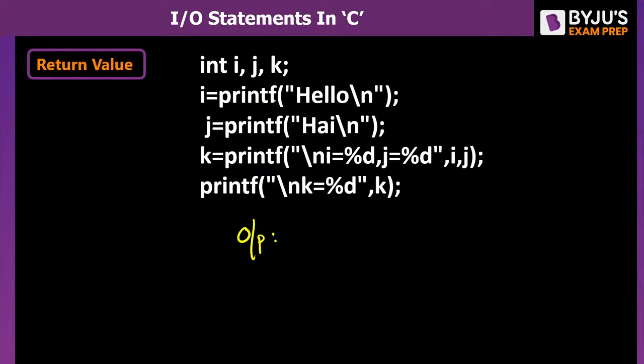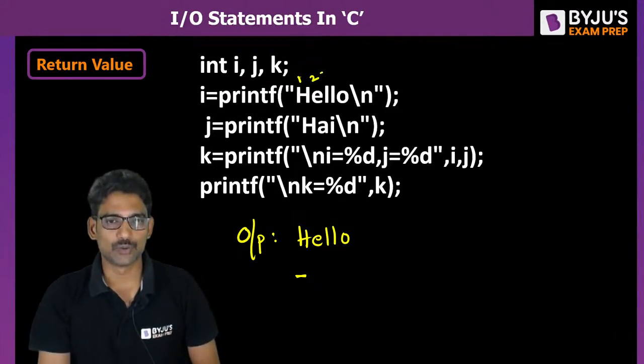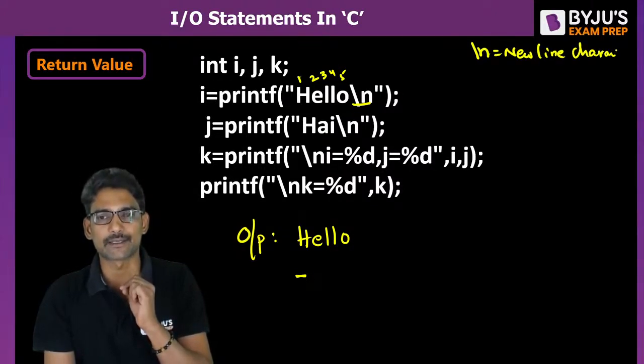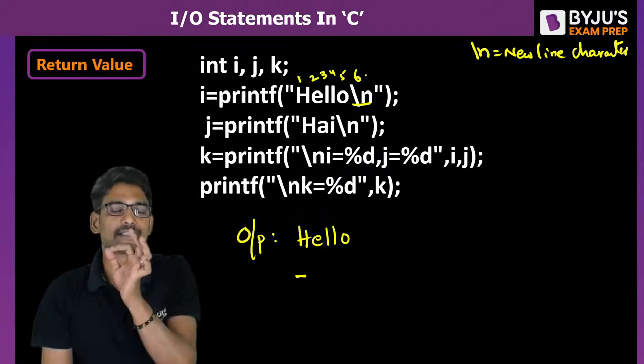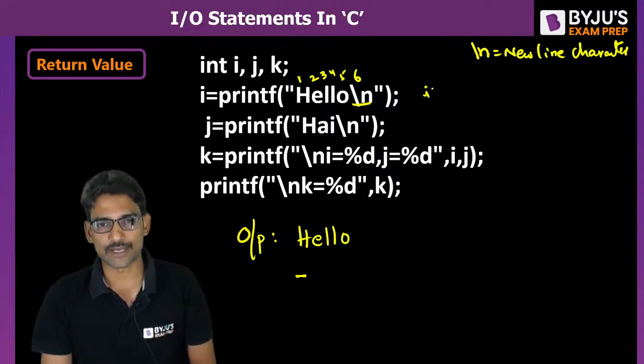i is equal to printf("hello\n"). The backslash n is for the new line. So in total, how many characters is it processing? 1, 2, 3, 4, 5. Backslash n is called one character, the new line character. So a total of 6 characters it is processing. So what would be the i value? 6. So i would be 6.